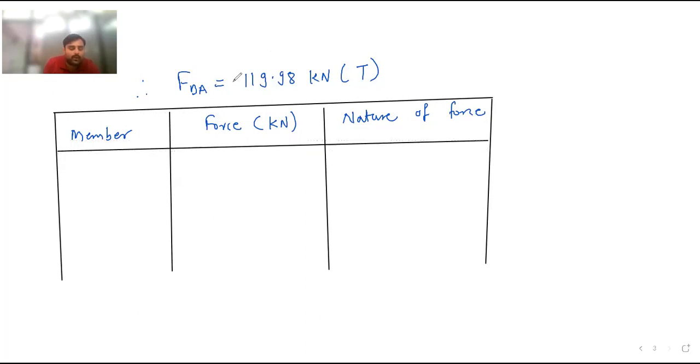Okay, so here I will write all the members. Member AB, then BE, then BD, BC, CD, and DE. These are the members. And now write the values of these forces. What answer you have got, that you need to write over there.